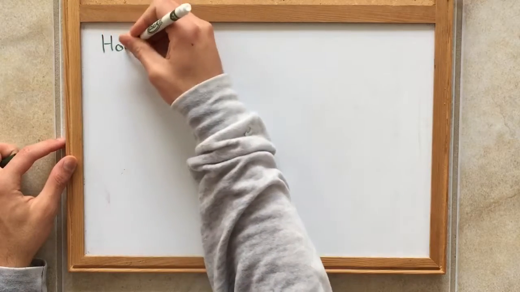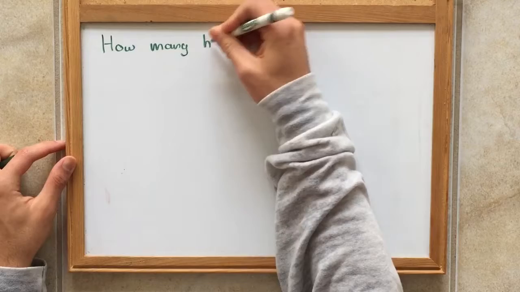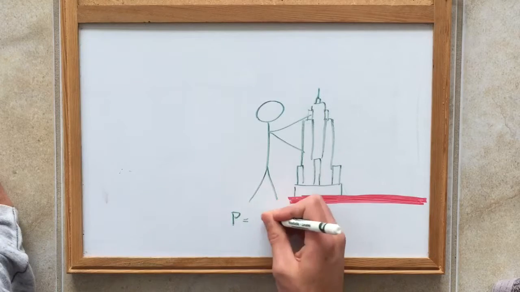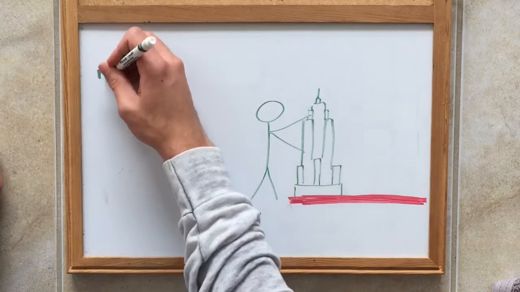Today we're going to be solving my physics friction problem that I created. So it's how many humans would it take to move the Empire State Building on a surface made entirely of rubber? So our unknown is going to be P, which represents the number of people.